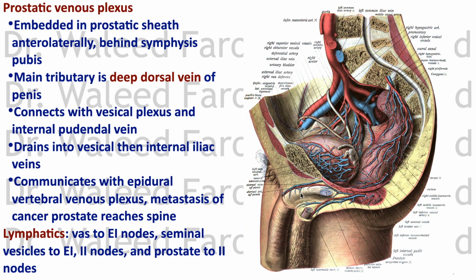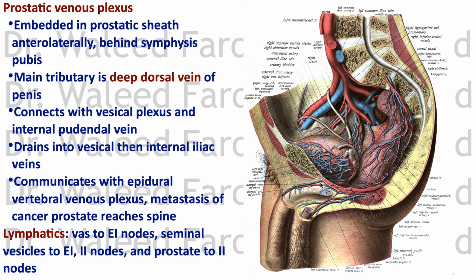The main tributary is the deep dorsal vein of the penis, as you can see here. See that? Deep dorsal vein of the penis. So if there is a coagulation in the prostatic venous plexus, this will affect the venous return from the penis, and this will make a partially erected penis, semi-erected all the time, but the patient cannot obtain erection because of the impaired venous return.